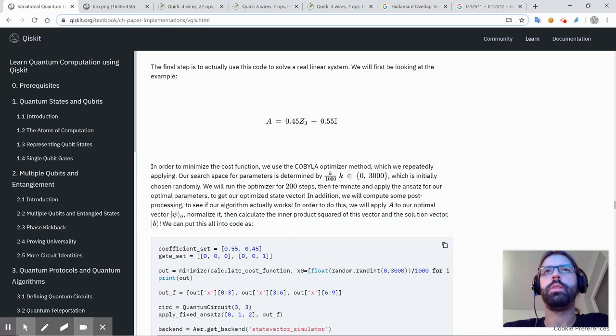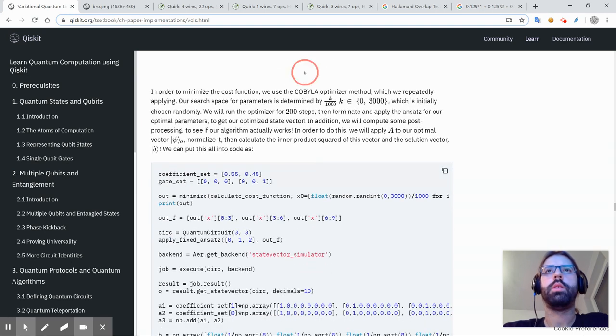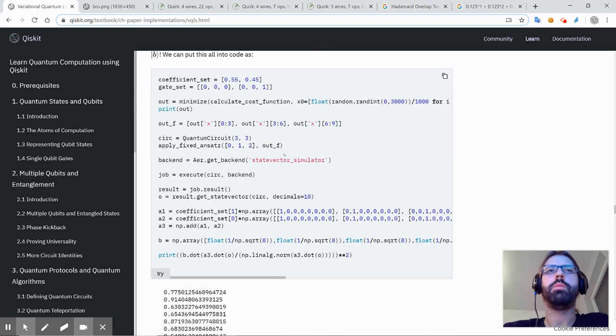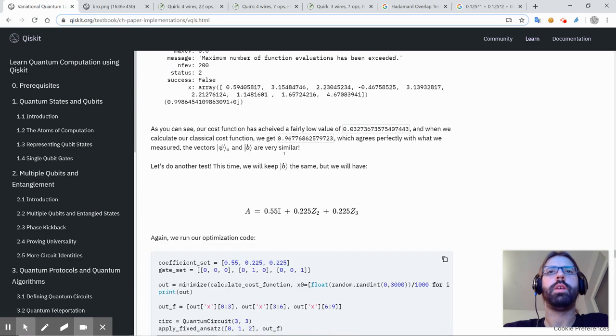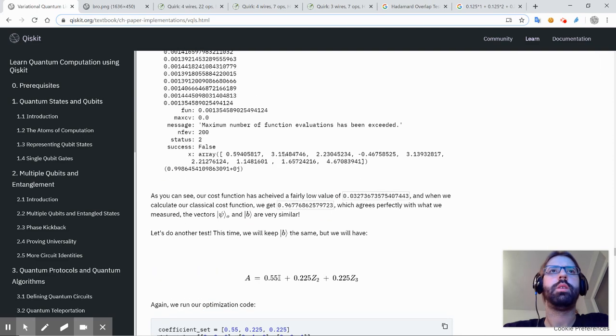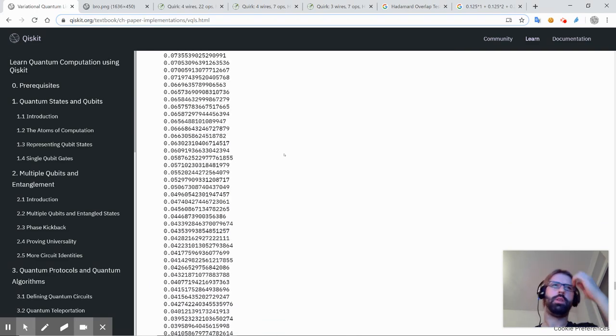So what is these? So this is 0.45. Copilla is the optimized method. Yeah, okay. Whatever.